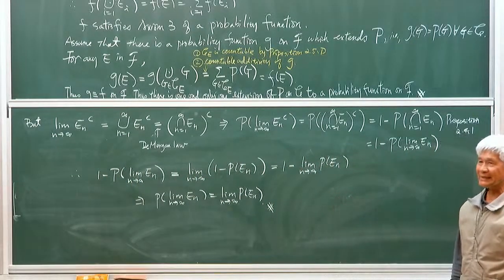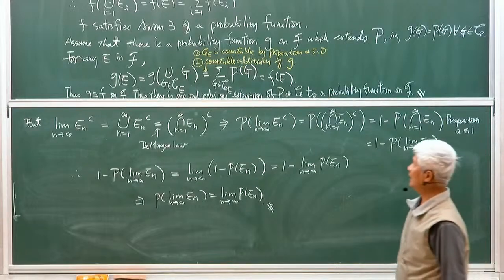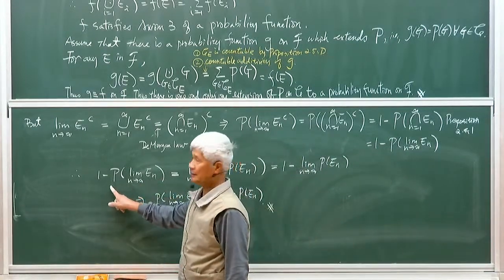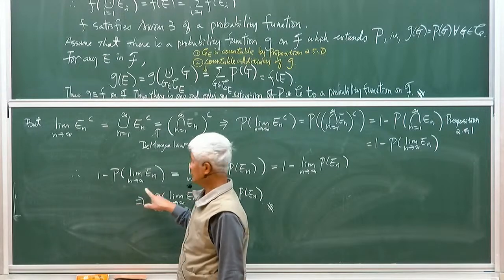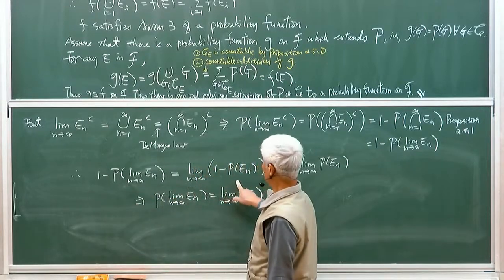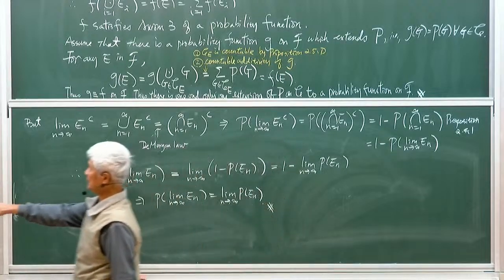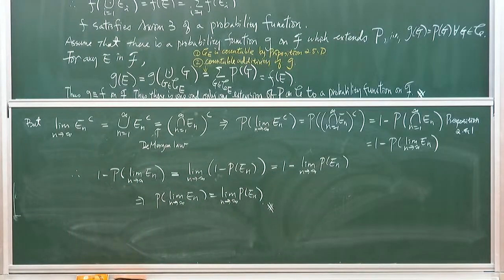Any questions? So we took the limit in this step. How did we get the next one? This one? Yeah, this one. Because 1 is constant, so we can take the limit. Oh, it's from here. This is the limit of P of E, right?